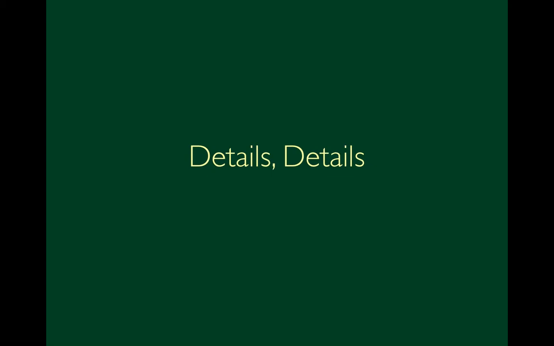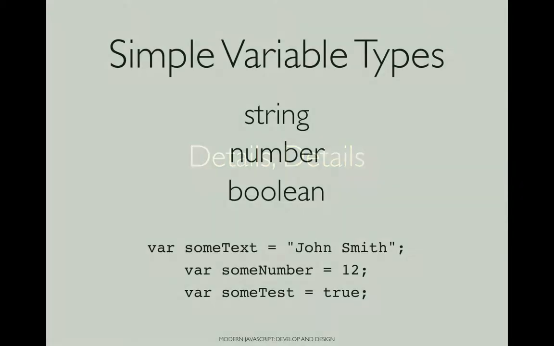But in the meantime, let's see if we can go a little bit deeper in JavaScript and look at some details, specifically of the images that we're going to be working with this week. We need to review our simple variable types. You should be familiar with strings and numbers and booleans at this point. You just use the var keyword, give it a name, and assign something to it. It's like a bucket. It can hold anything you want it to.